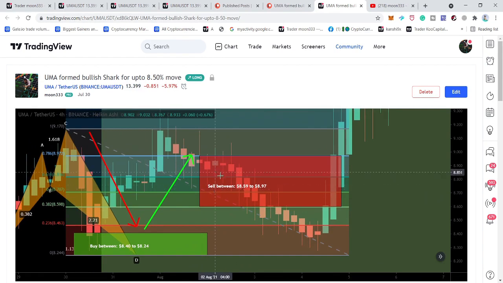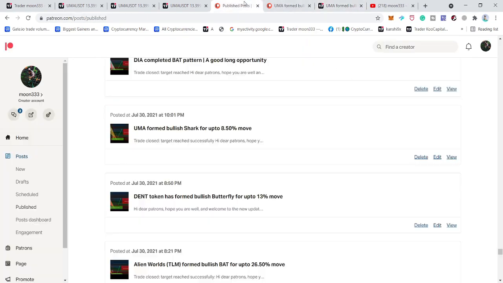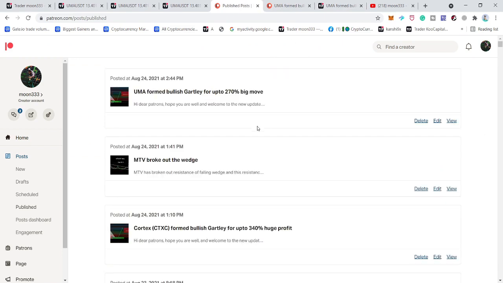And now it has formed another very big bullish harmonic reversal move. Sorry, this is the Gartley move. This time it has formed. And I've also shared this idea on the Patreon, and in today's video, I'm going to share all these buying and sell targets, this complete trading idea of the UMA token with you as well. So don't skip the video.